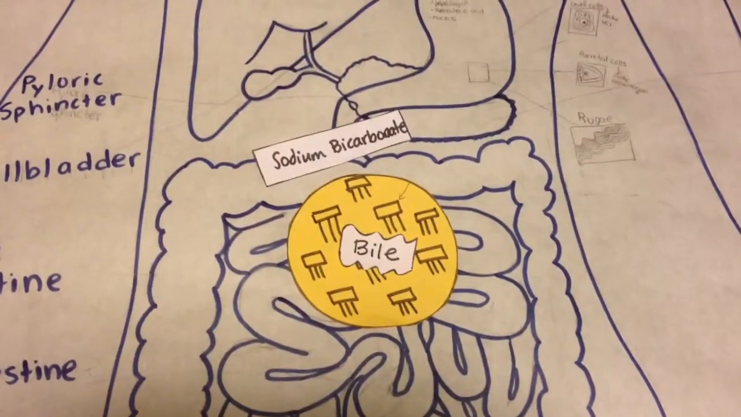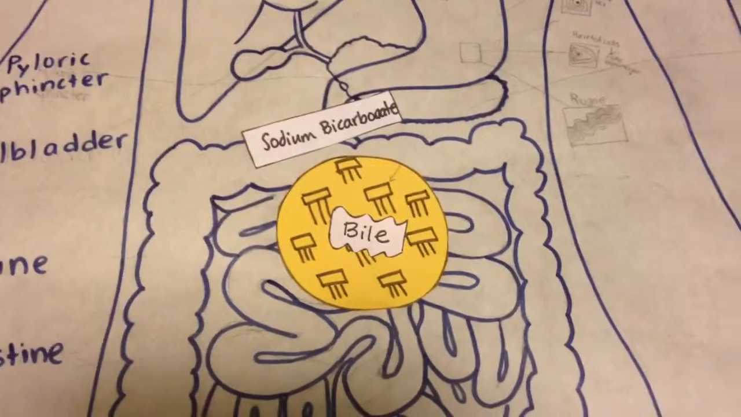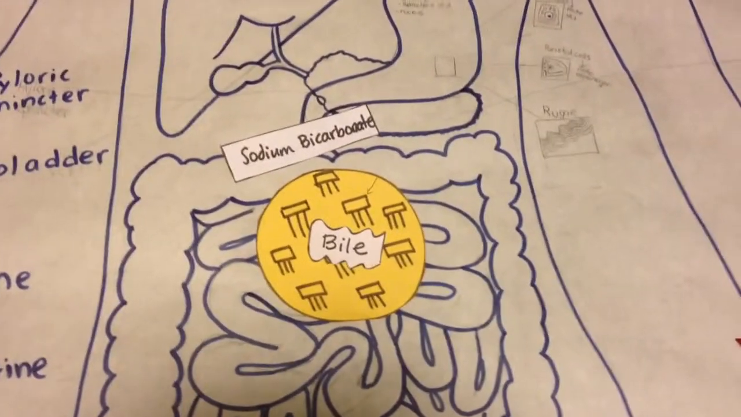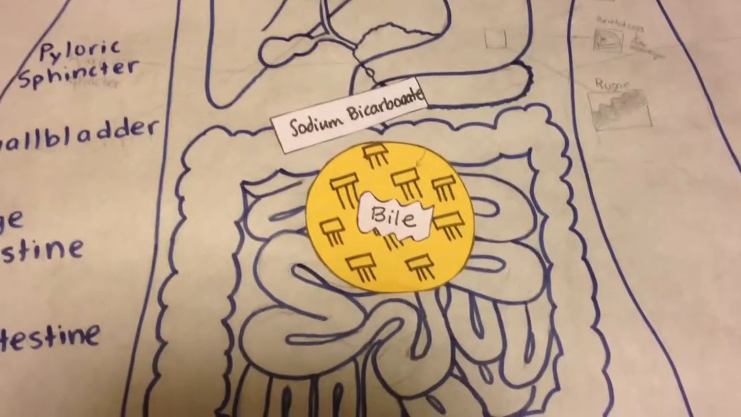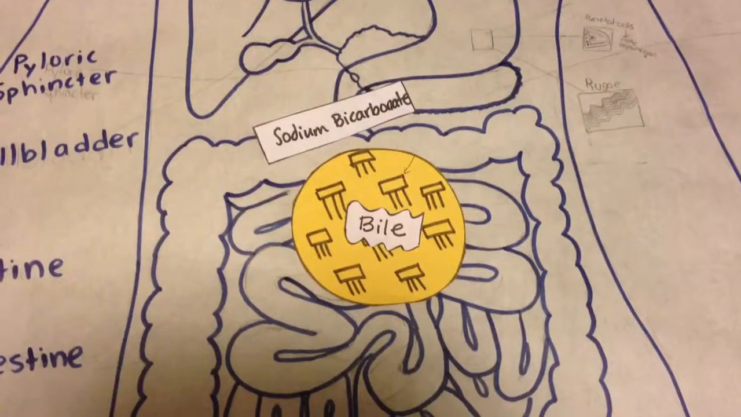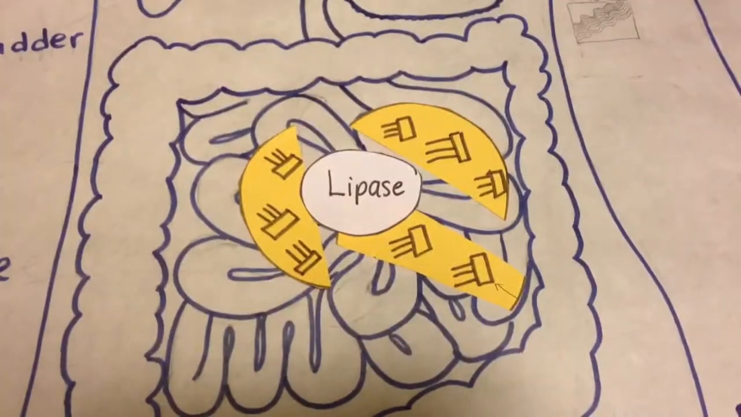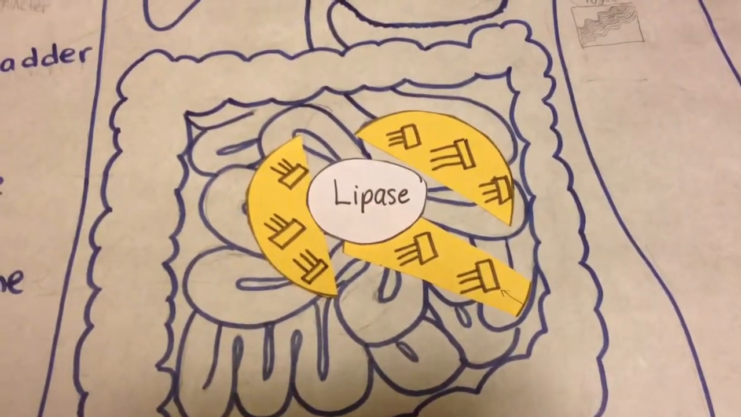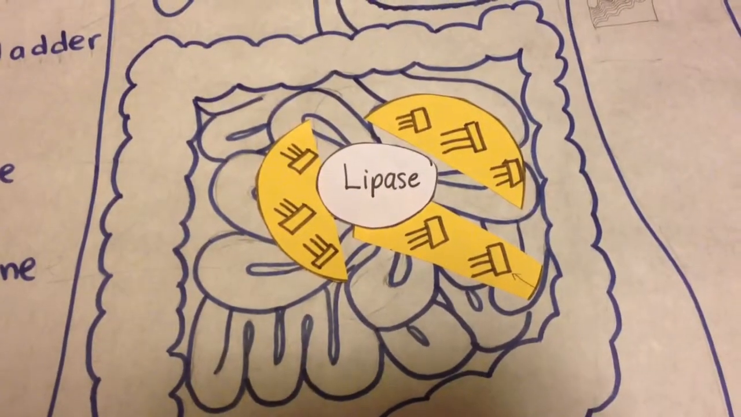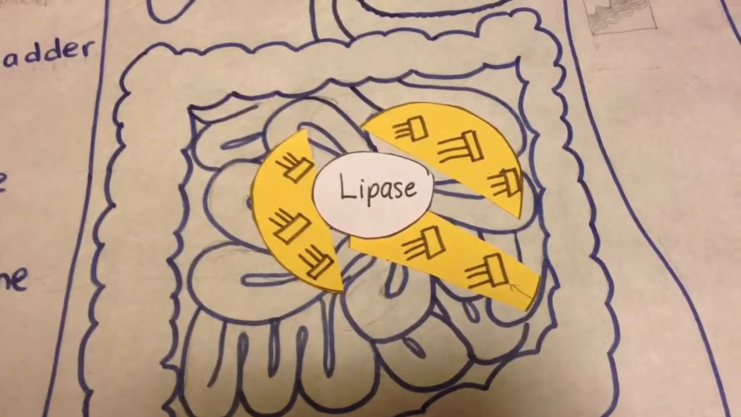The sodium bicarbonate found in the pancreatic juices neutralizes the acid and changes the pH to be 8.5. The bile emulsifies the fat from a fat blob into smaller fat droplets. Now that the fat blob has been chopped into smaller fat droplets because of the bile, it is easier for lipase to digest it. This is because there is more surface area.